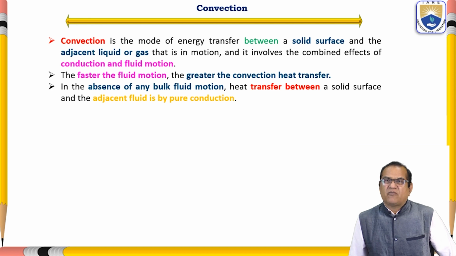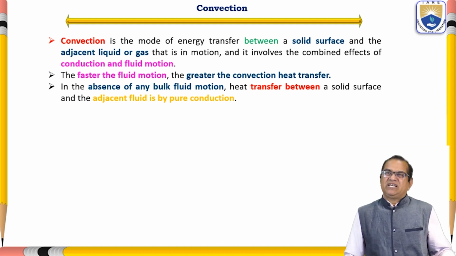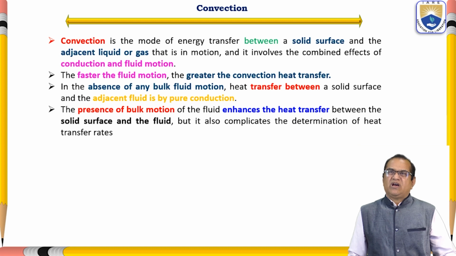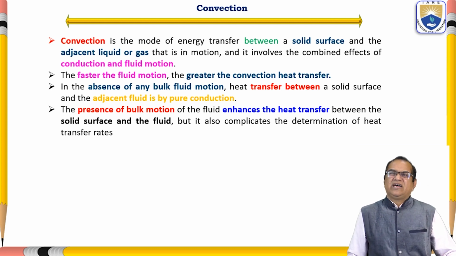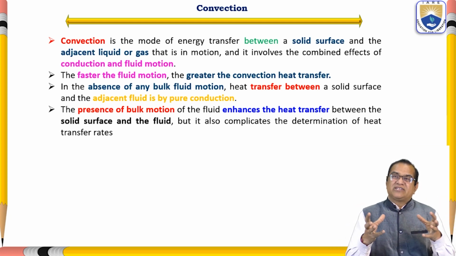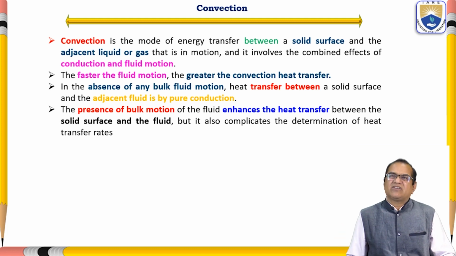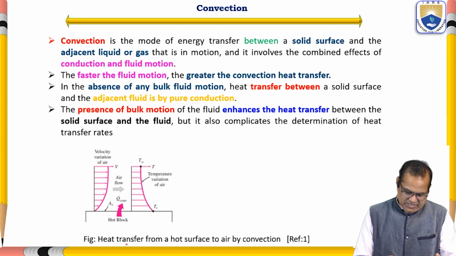In the absence of any bulk fluid motion, heat transfer between a solid surface and the adjacent fluid is by pure conduction. If the bulk fluid motion is not there, and any solid is present with a high temperature, normal conduction will occur. There will not be any convection. The presence of bulk motion of the fluid enhances the heat transfer. So if you produce some bulk motion near the surface, the transfer will take place between the solid surface and the fluid, but it also complicates the determination of heat transfer rates. So as and when you put some bulk motion of fluid near the solid, this complication of heat transfer will take place. Here you can see in this diagram that here is a hot block.